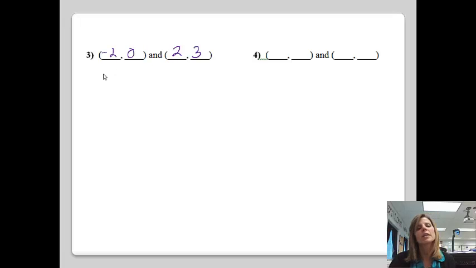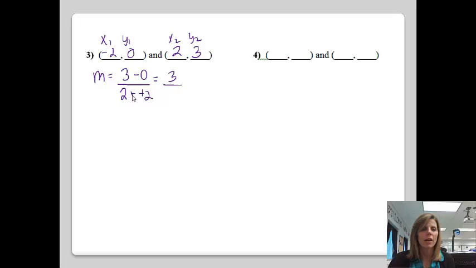Again, if you'd like to pause the video, that's totally fine, and come back and see how you did. So my slope is going to be x1, y1, x2, y2, right? y2 minus y1 will be 3 minus 0 over x2 minus x1, which is 2 minus negative 2. On the top, I'll get 3. On the bottom, I'll get 4. That does not reduce nicely, so my slope is just 3/4, a fraction.